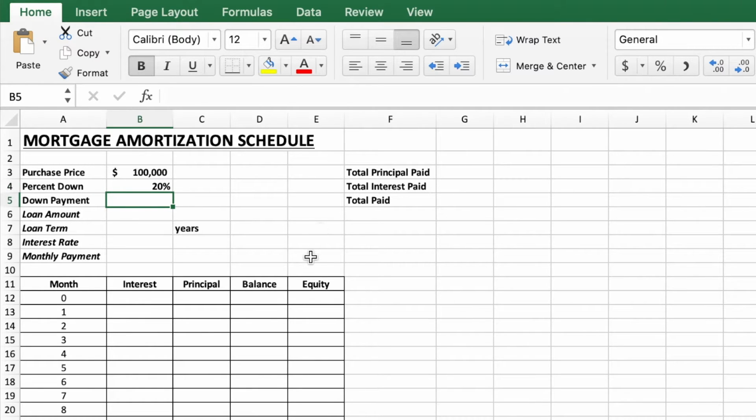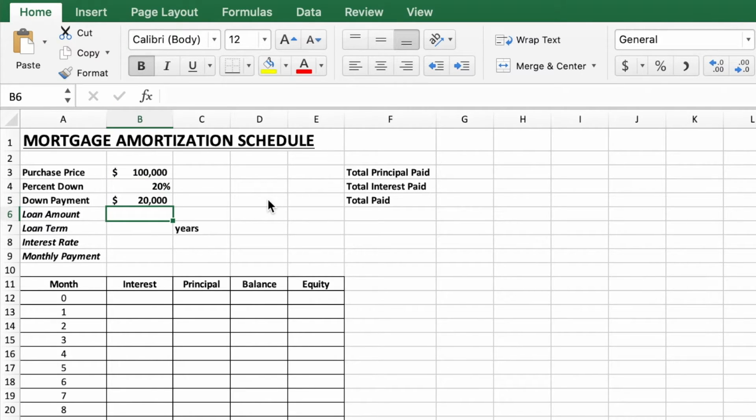Now my down payment, this is something that Excel will calculate for me. So I can say equals to my purchase price. I just press the equal button and then I click on the purchase price amount up there, and then I do the multiplication sign and then my down payment percent. So once I have that, I press enter and I've got my down payment amount right there.